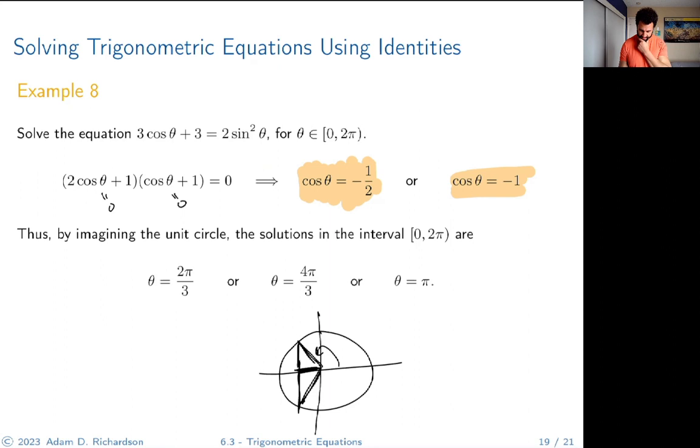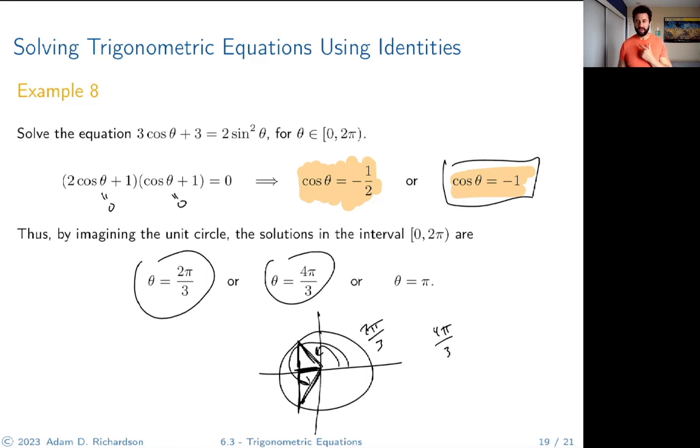So we've got this angle, which is going to be, what is it? If it's 1/2, that's the short leg, so 2 pi over 3. Then you've got this angle here, which is 4 pi over 3. Yes, there we go. 2 pi over 3 and 4 pi over 3.